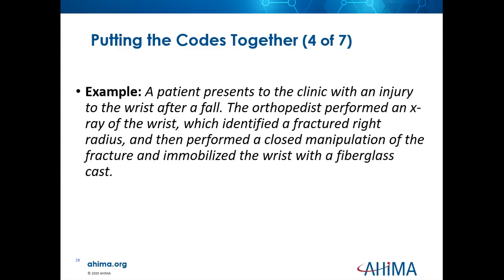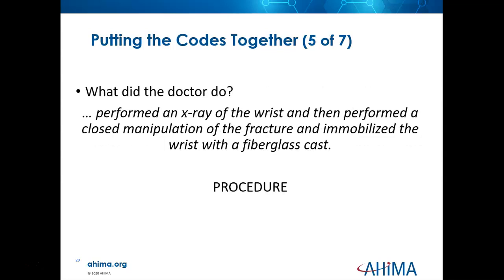Okay, so example here, we're using fractures quite a bit as examples. So patient presents at the clinic with an injury to the wrist after they fell. The orthopedist did that x-ray, identified that fracture, and then they did that closed manipulation of that fracture. Closed manipulation meaning they didn't have to cut into the patient in order to set that bone. They were able to manipulate it back in place, and they put a cast on that wrist. So what did the doctor do? They performed an x-ray and then performed that closed manipulation of that fracture.